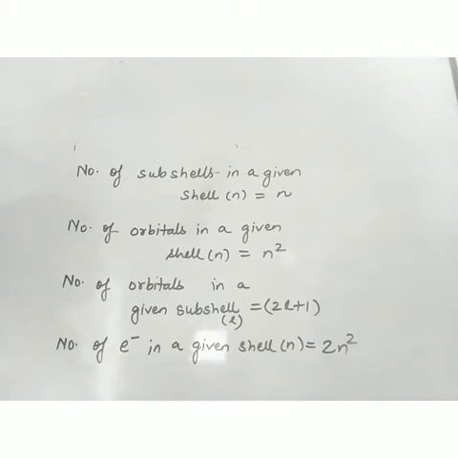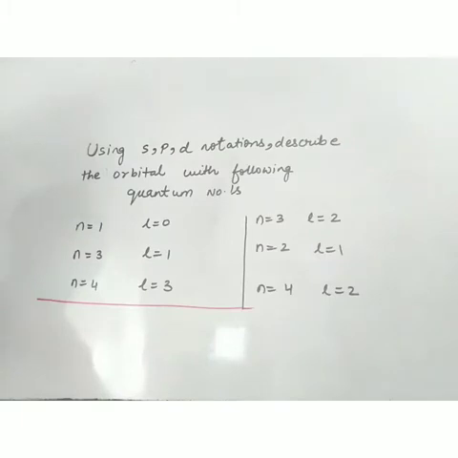So let's solve some questions which are based on the concept of quantum numbers first. The first question is, using spd notations, describe the orbital with the following quantum numbers. I have given you the values of n and l, and with the help of these values we have to designate the orbital, that is, in which orbital the electron will be located. There is a proper notation which we use, and that is n, l and m. This is the representation of an orbital: first n comes, then l comes, and lastly m comes.